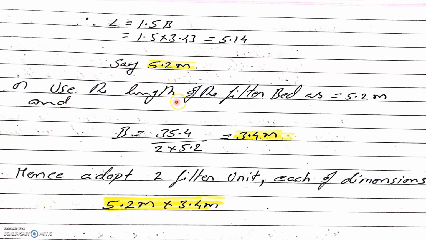Now using that same length, you are calculating the breadth over here. So that is 5.2, which has been calculated previously. You are considering that. So B equals how much? 35.4 divided by 2 into 5.2. So you'll get the answer B equals 3.4 meters. This has also been adopted for 2 units. So the dimensions will be a length of 5.2 meters and a breadth of 3.4 meters.